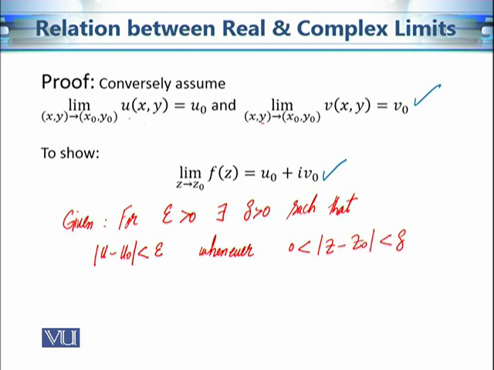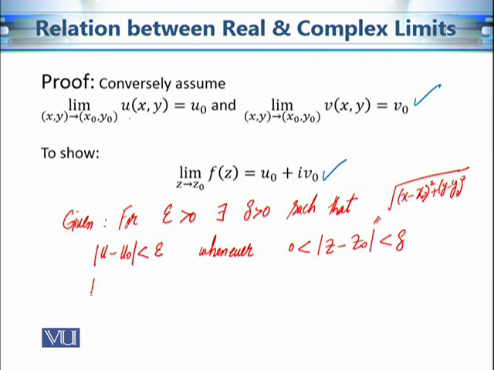Now this z is xy and this z naught is x naught y naught, or if you want to use the other notations, then the distance between ordered pair xy and ordered pair x naught y naught is less than delta. So if you want to use the other notation, this is the same as square root of x minus x naught square plus y minus y naught square. And it is the same as this thing.